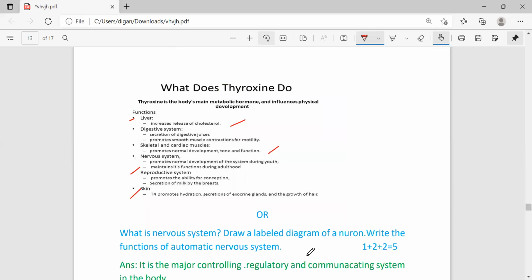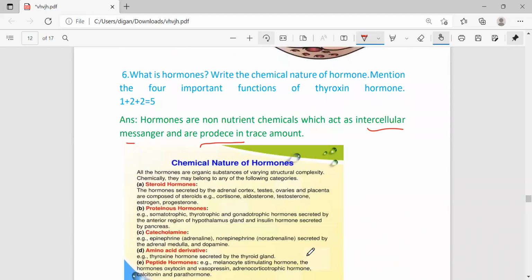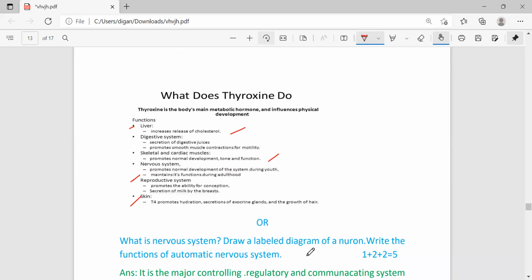If a 2 marks question comes, because in this question also it is about the function of thyroxine, look at the marking pattern, 2 marks is given. So for 2 marks, no need to write all the points, you can write 3 points. I have given you all the points. Because if a 3 mark or 4 mark question comes, then you have to write all the points.